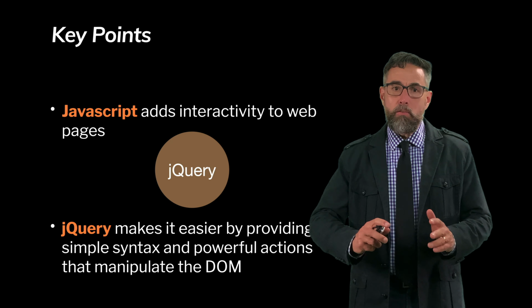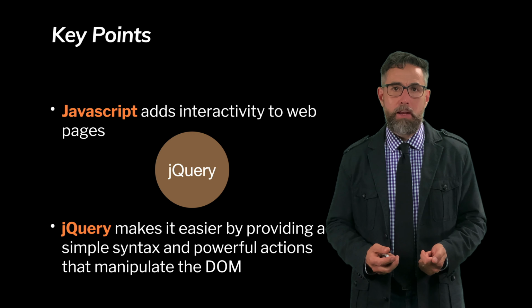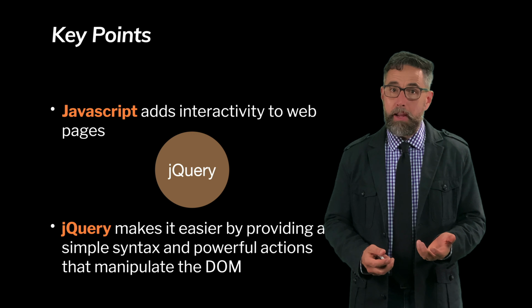So, at a high level, the key points that I want to communicate in this lecture are that JavaScript is the way that we add interactivity to a web page. But jQuery is a library that's written for JavaScript that makes it easier to work with JavaScript by providing a simpler syntax and giving you a lot of powerful actions that help you to manipulate the document object model.